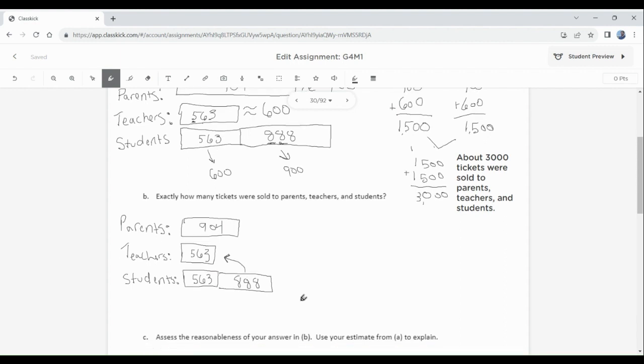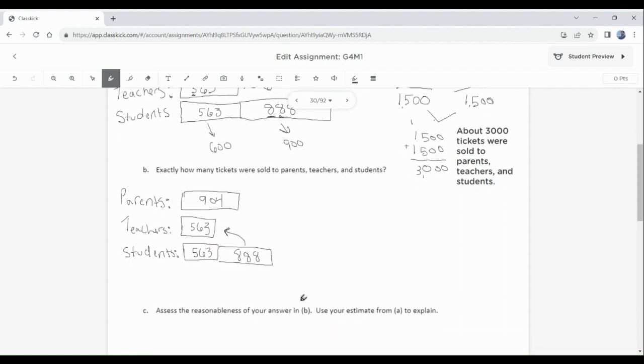So now I need to go through and precisely add these. And I'm going to try and add these all up at one time. So we have 904 plus 563. Again, making sure I'm lining up my place values. Plus 563 and 888.